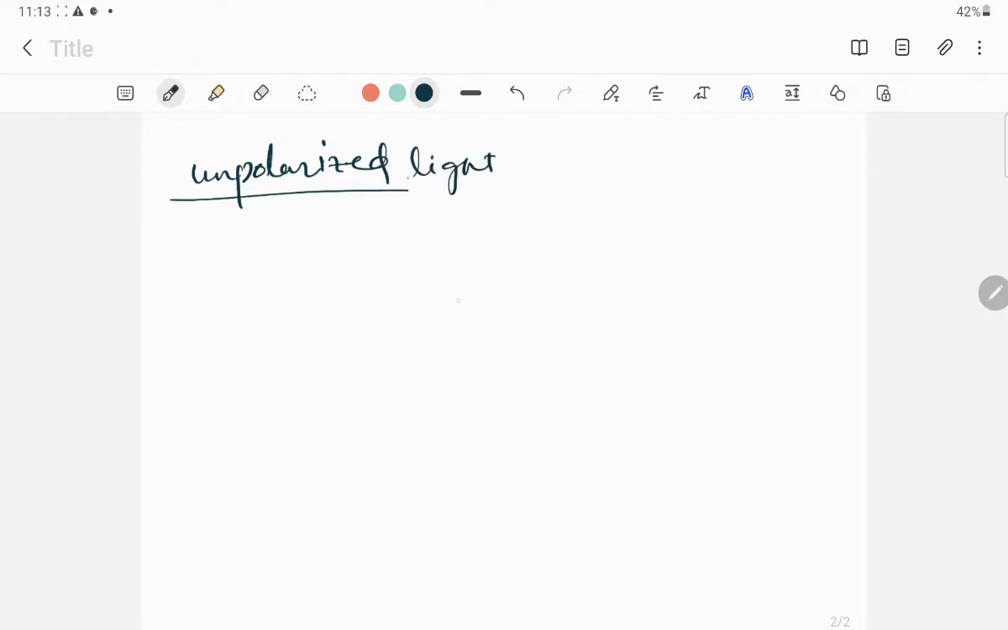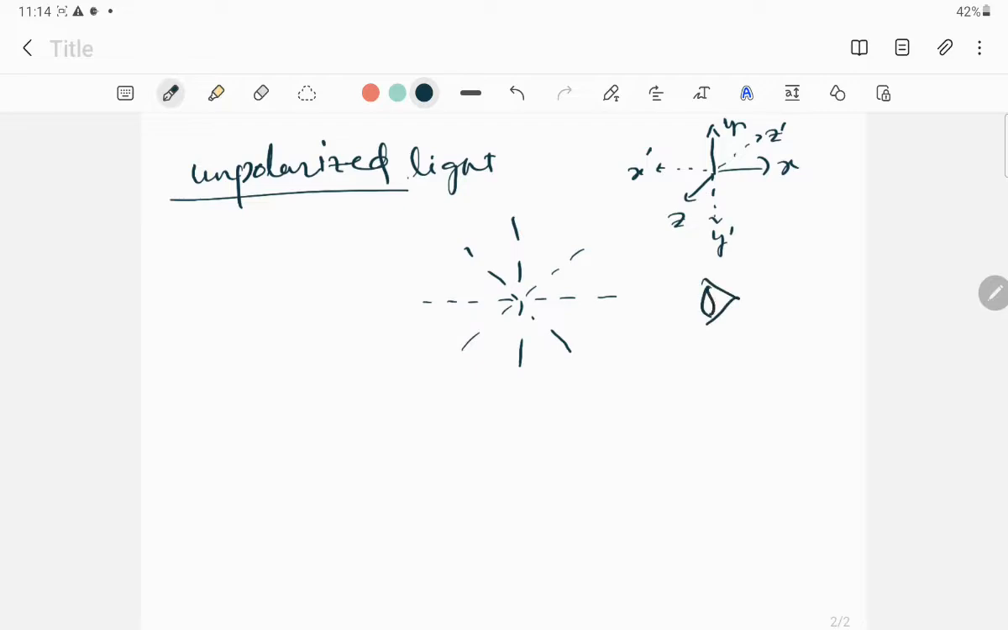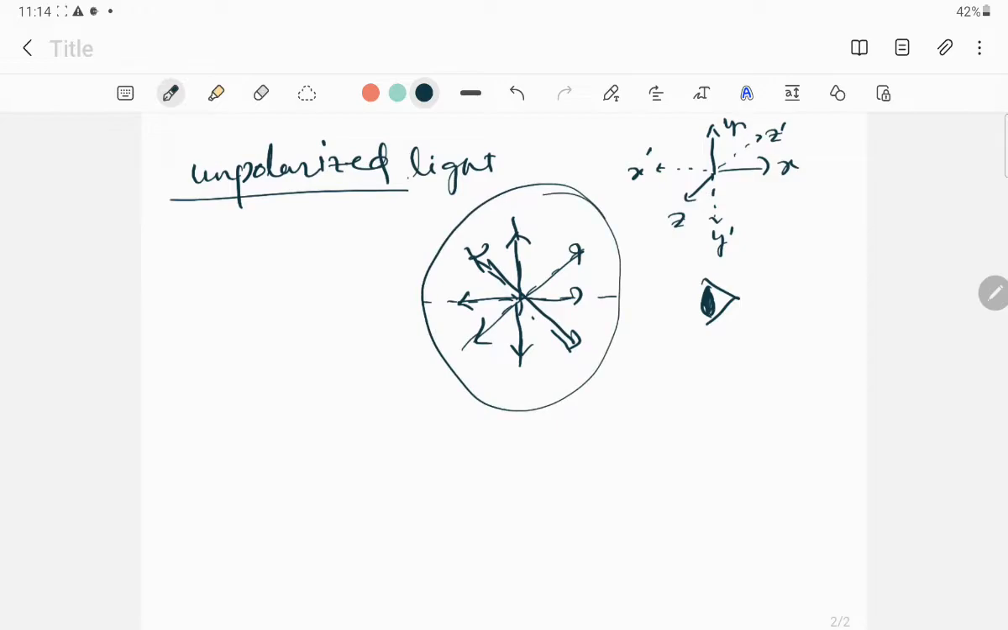So for unpolarized light, if you consider again this axis system, I am considering this x, say y, this is z. So this is again x dash, this is again y dash, this is again z dash. Now as an observer, if you are looking at an unpolarized light, it will have orientation in all the directions, vertical, horizontal and diagonal also. So this kind of light is called unpolarized light.